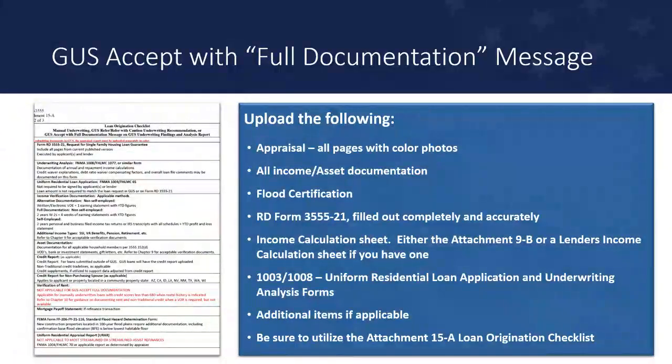So for a GUS accept with full documentation, you're going to upload the following. You're going to upload the appraisal. Again, be sure that all pages have been uploaded, that they're legible, and that there are color photos. You're going to upload all income and asset documentation, your flood certification, your RD Form 3555 filled out completely and accurately, and your income calculation sheet, either the attachment 9B or a lender's income calculation sheet if you have one. We need you to show us how you came up with your income. Your 1003, 1008, the residential loan application, and your underwriting analysis forms, and then any additional items if applicable. And I want to remind you to be sure to utilize the attachment 15A loan origination checklist.